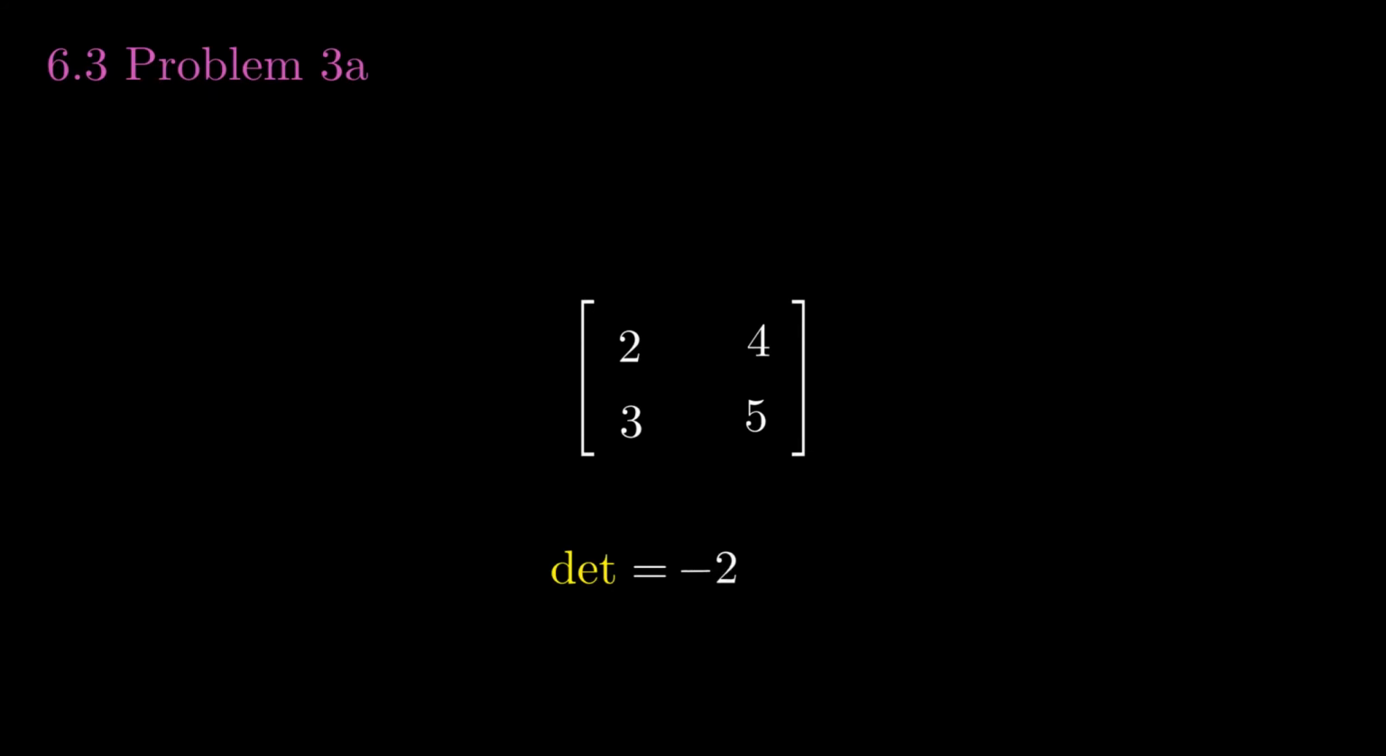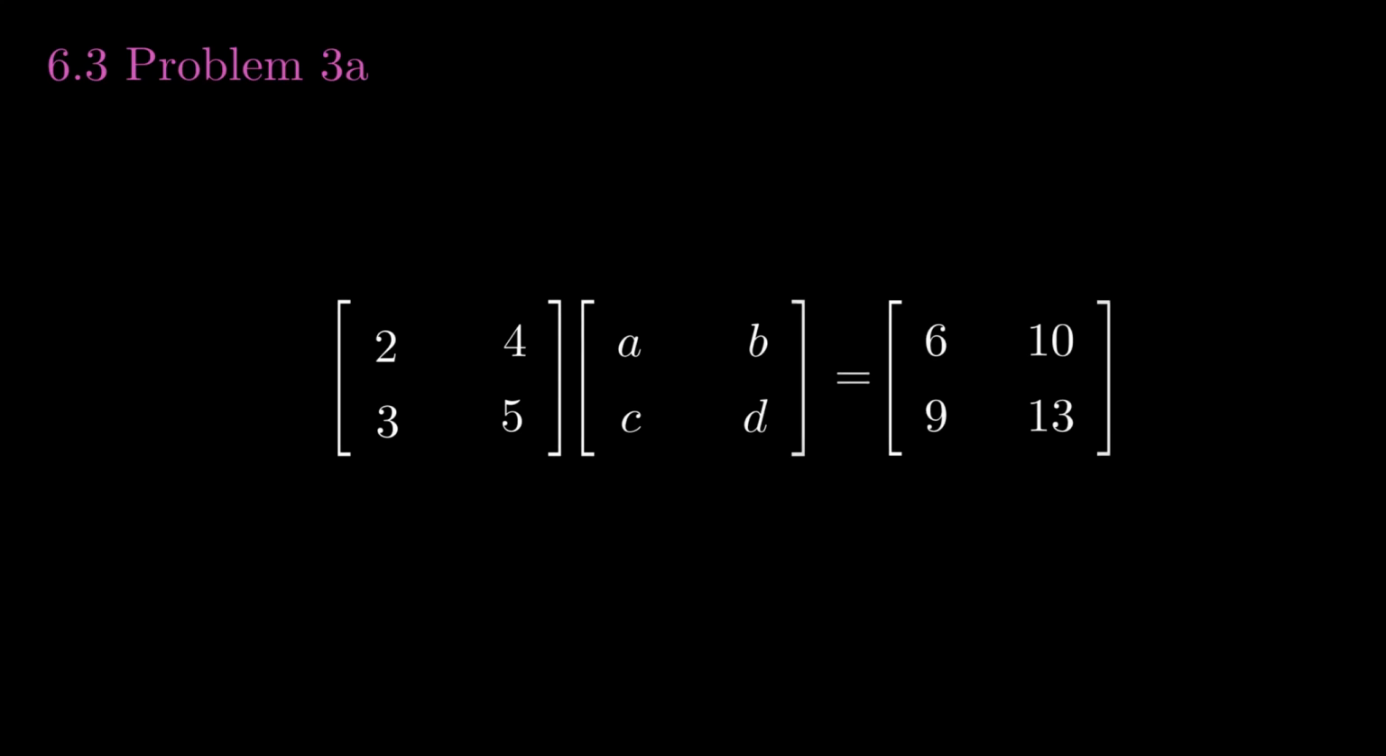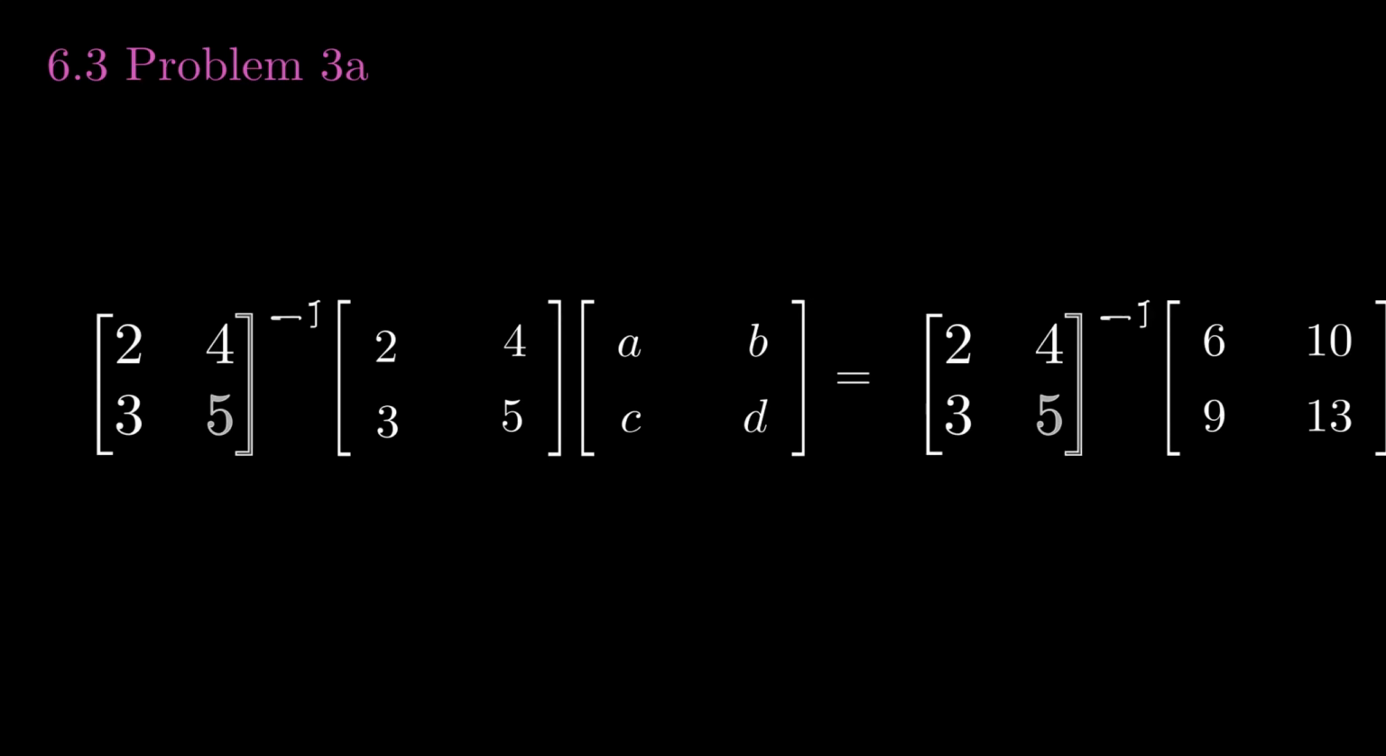Now, another property of the determinant is that it can be used to, well, determine whether a matrix has an inverse. If the determinant is 0, it has no inverse. In our case, however, we do have an inverse. So if we wanted to solve this equation for matrix A, B, C, D, we can multiply both sides by the inverse of the first matrix.